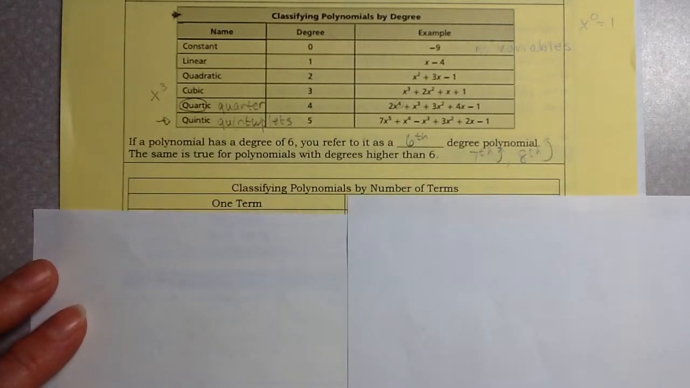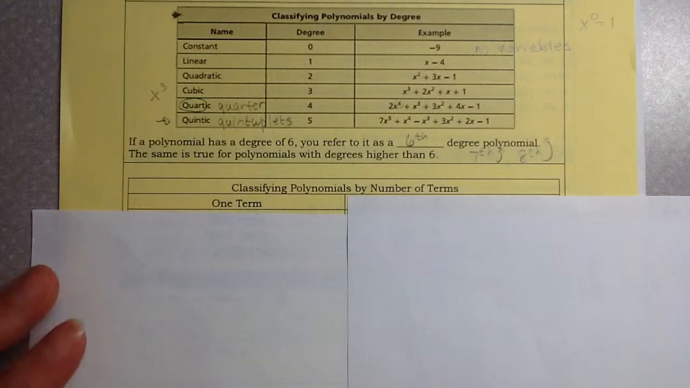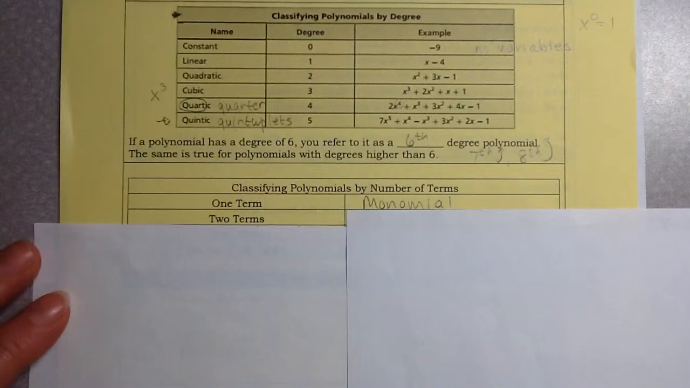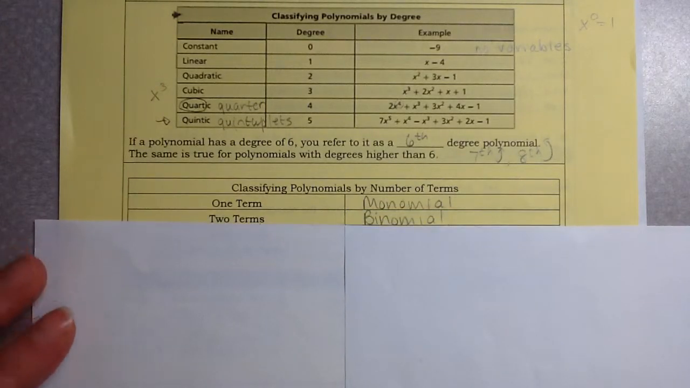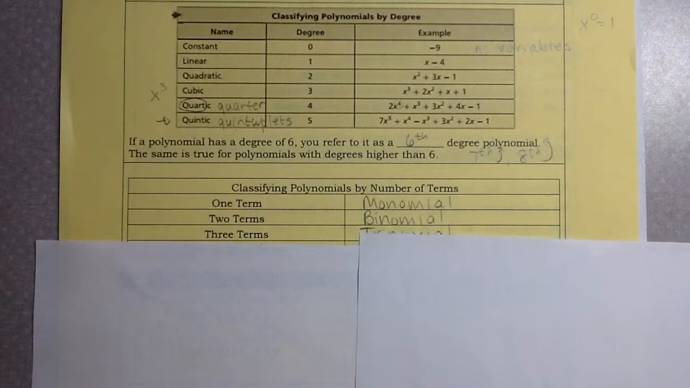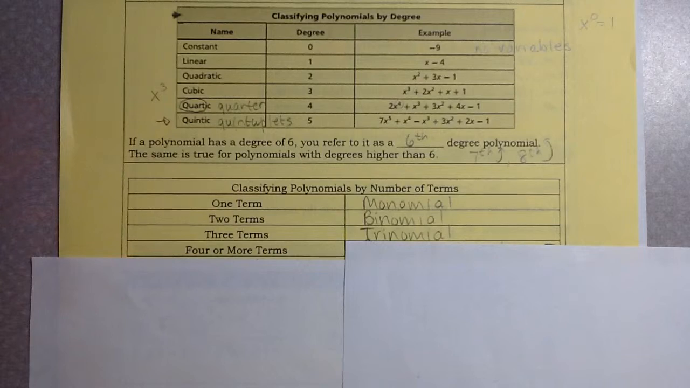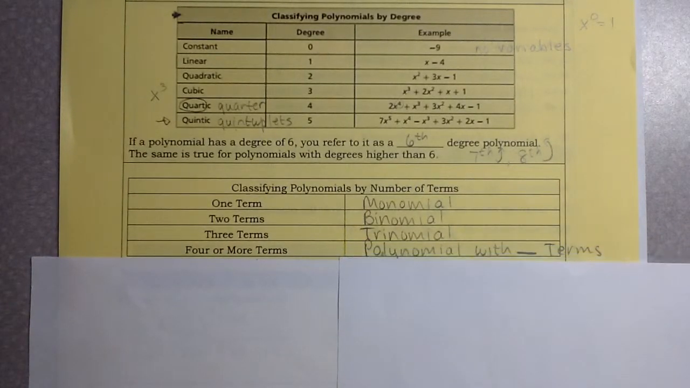So if you have 1 term, think of a prefix that means 1. That's a monomial. 2 terms, again, think of a prefix that means 2. That would be a binomial. And 3 terms would be a trinomial. And 4 or more terms, we just have 3 specific classifications for polynomials, just 1, 2, and 3. If it's 4 or more terms, you would just say polynomial with however many terms. So in this case, it's 4 terms. So if we had 6 terms, we would say polynomial with 6 terms.